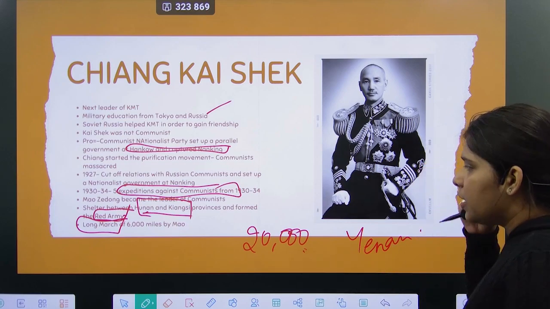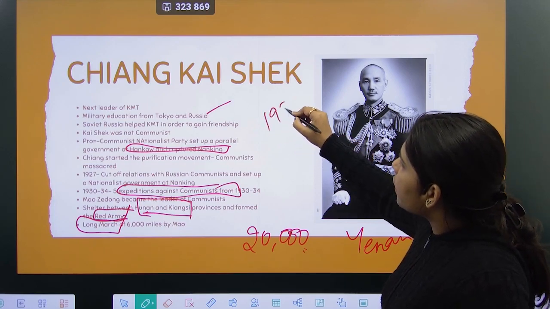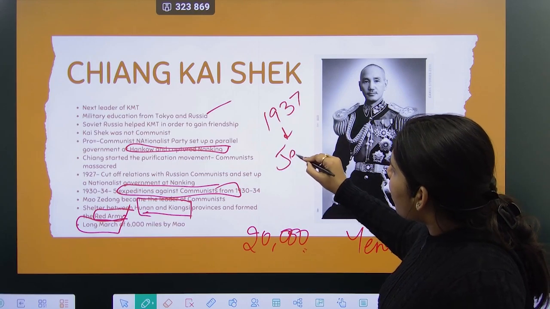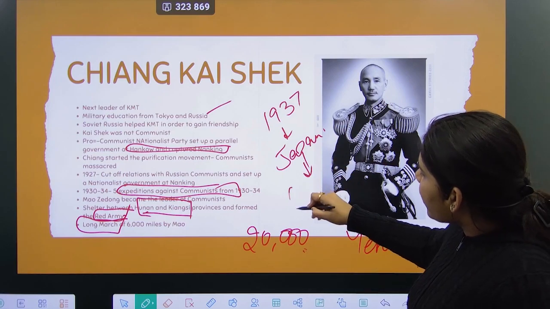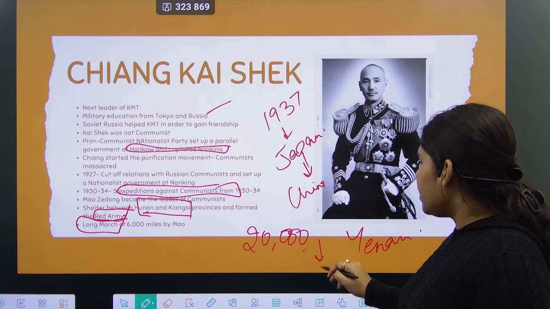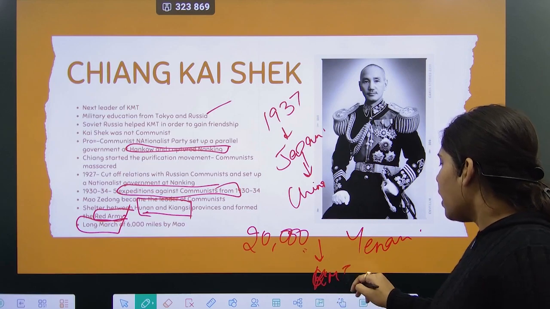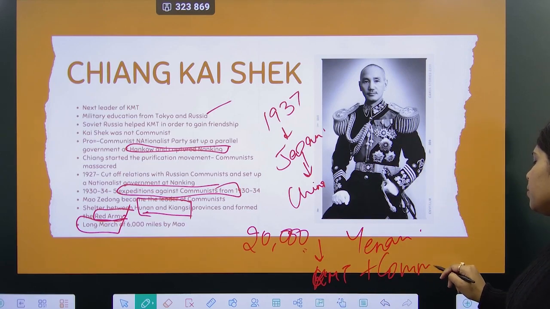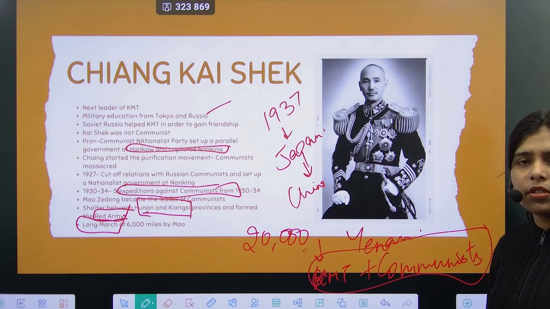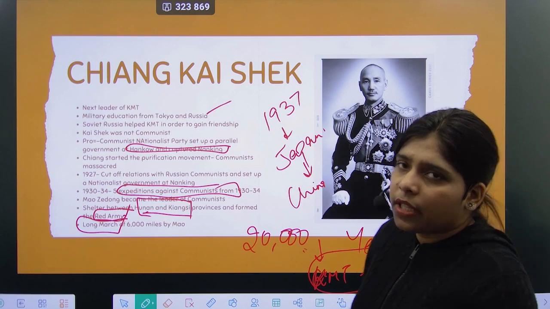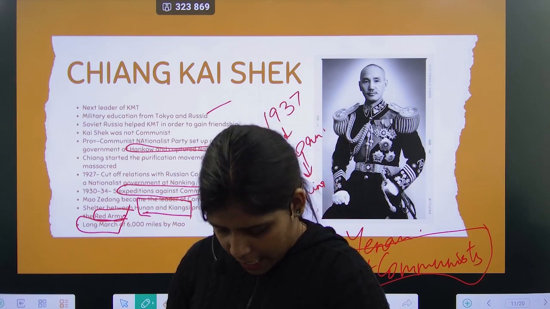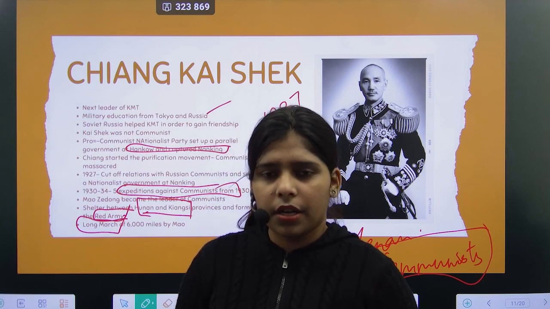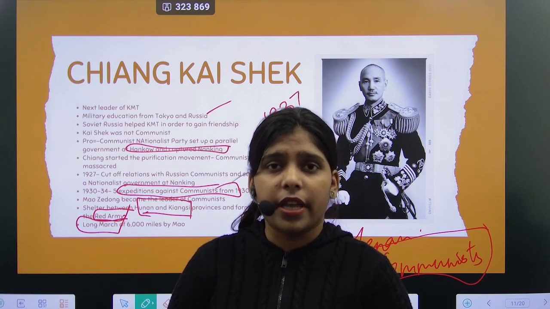Now, by the time this was done, came the year 1937. 1937 was the time when Japan annexed Manchuria. All right, Japan was advancing towards China. So the KMT and communists did not have any option but to be together, fight together against the Japanese forces. And that they did. They put up a strong, brave front together, unified.